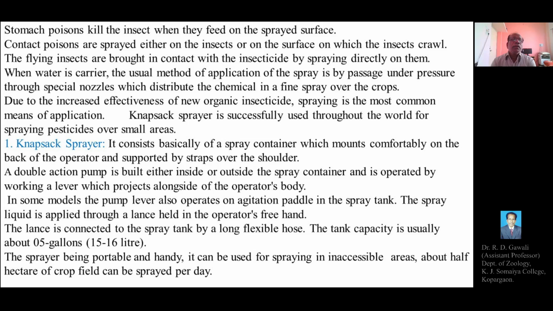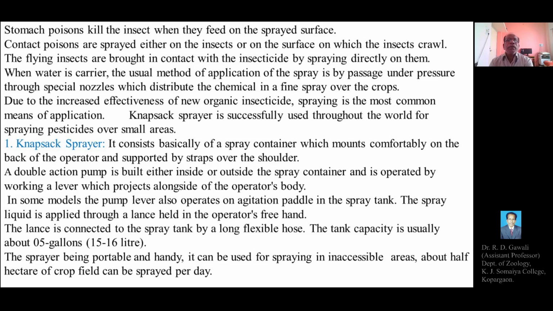Stomach poisons kill the insect when they feed on the sprayed surface. So, stomach poisons will kill the insect when the insects feed on plant materials which contain the insecticidal particles or components. Stomach poisons kill the insects whenever the insect feeds upon the leaves or plant materials which contain the insecticidal particles or droplets.